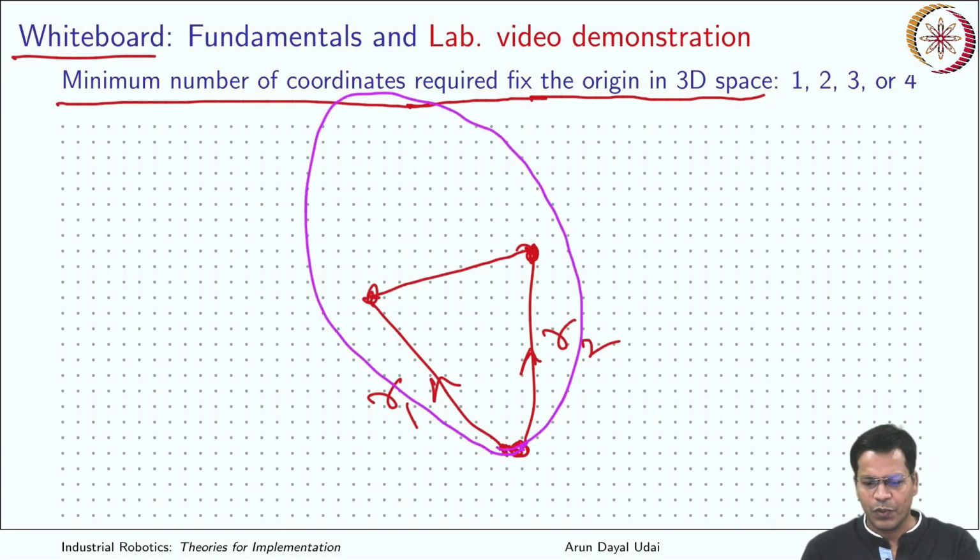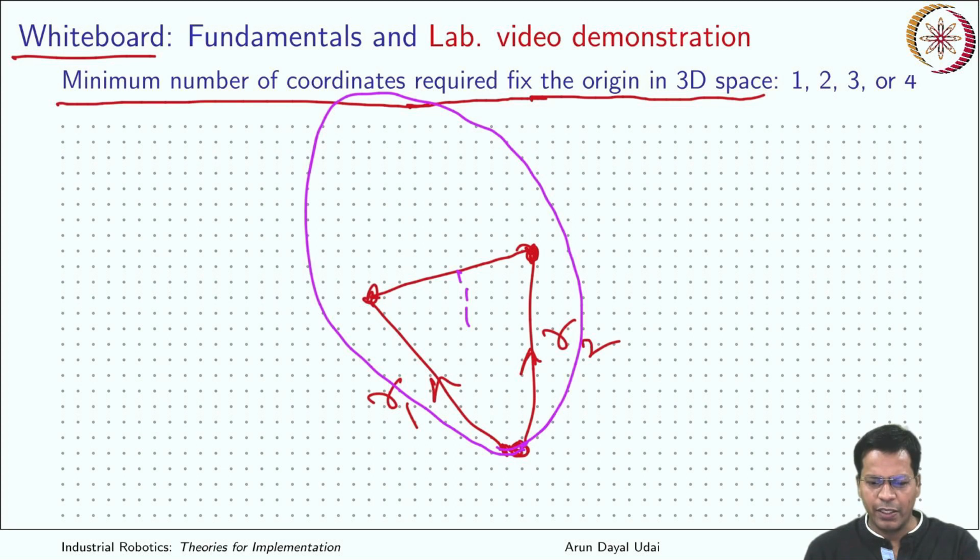Okay, so there is an equivalent radius which will go there, and your origin can be located anywhere on this. So you can have an infinite number of vectors that bear the origin, and it can give you the same coordinates. So your origin is still not located properly. So 2 points are not good enough.